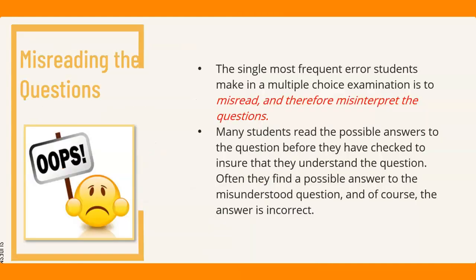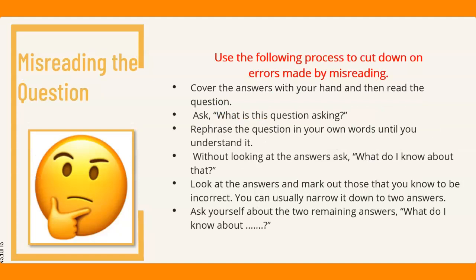But sometimes what happens is you misread the question, unfortunately. So the most frequent error students make on multiple choice questions is misreading the information or the question, or misinterpreting the question. Many students read the possible answers before even ensuring that they understand what the question is asking. Often they find the possible answer is misunderstood, and of course they choose the incorrect one. So use this to help you through misreading the questions.